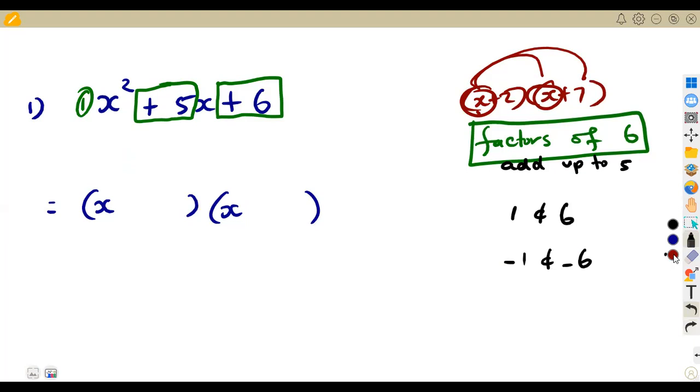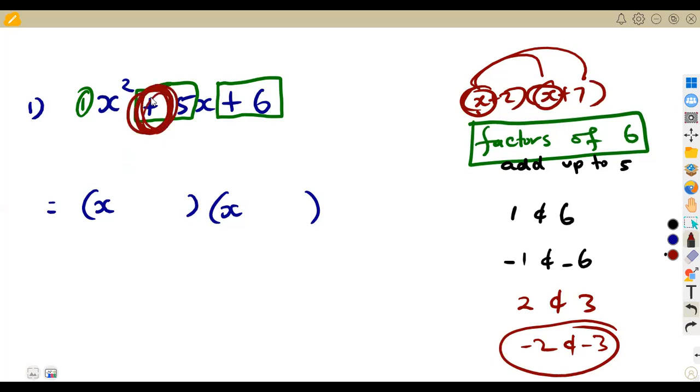All right, let's consider the two numbers 2 and 3, and also -2 and -3. But like I said, we are not supposed to focus on the negatives, because the middle term that we have is positive.